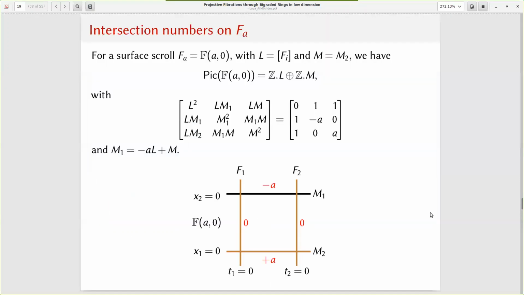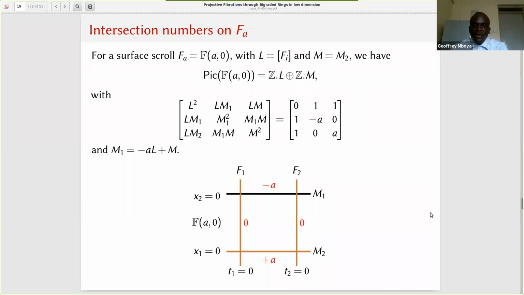Now, intersection numbers on scrolls. So what are intersection numbers? If we have a divisor in a variety and a curve in the variety, then the intersection of the divisor and the curve is defined by restricting to the curve and taking the degree, or you can define the intersection through the cup product.